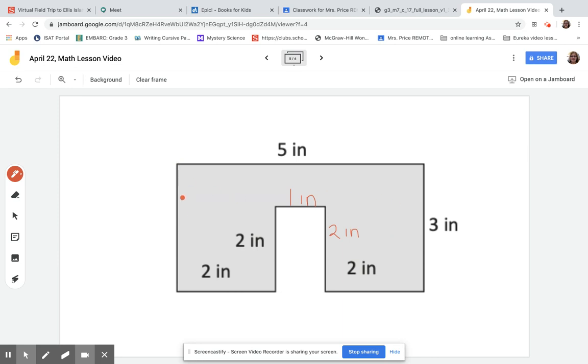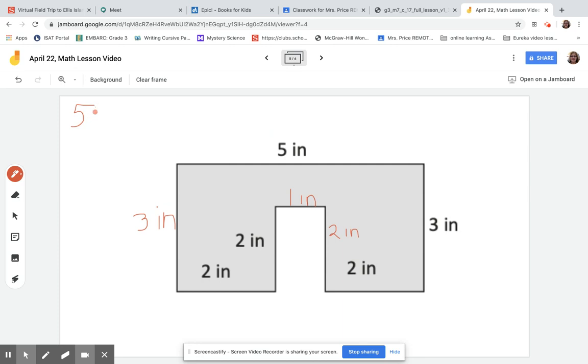So we're still missing this side length over here, and we know that this one is going to be exactly the same as this one because it's the same size, right? So this is going to be 3 inches here. Now we can go ahead and find our perimeter.